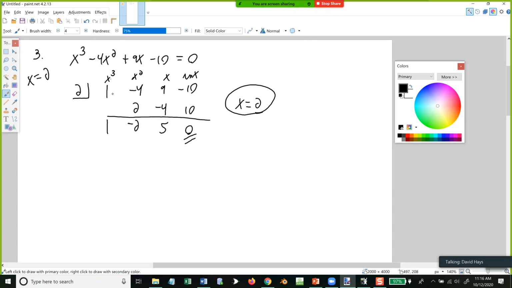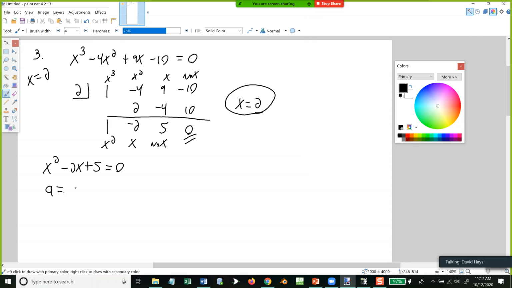Now at this point, this is x to the third. This will be 1 degree lower, so this will be x squared. This will be x. And this will be no x. So I got x squared minus 2x plus 5. And I set it equal to 0. Why set it equal to 0? Well, we're finding zeros, so you constantly set things equal to 0. Now, this cannot factor, so I'm going to use the quadratic formula.